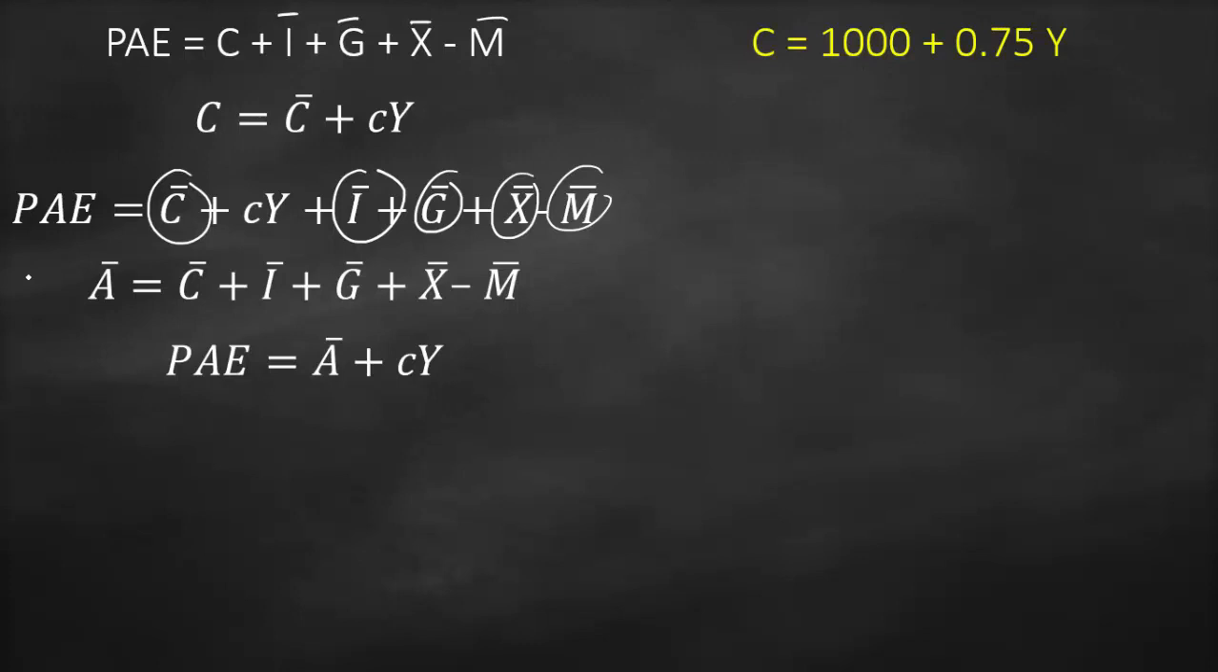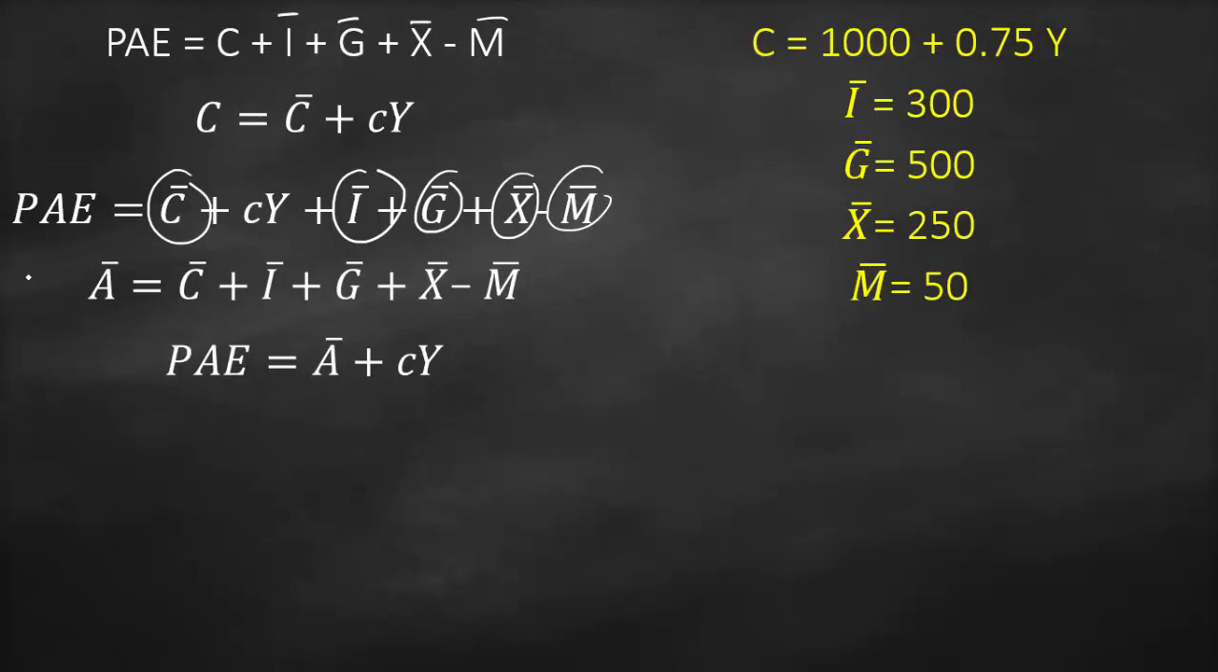So let's get a numerical example. Let's assume that we have a consumption that's composed of autonomous consumption of 1,000 and the marginal propensity to consume is 0.75 multiplied by disposable income. We have autonomous investment of 300. We have autonomous government spending of 500. We have autonomous exports of 250 and autonomous imports of 50.